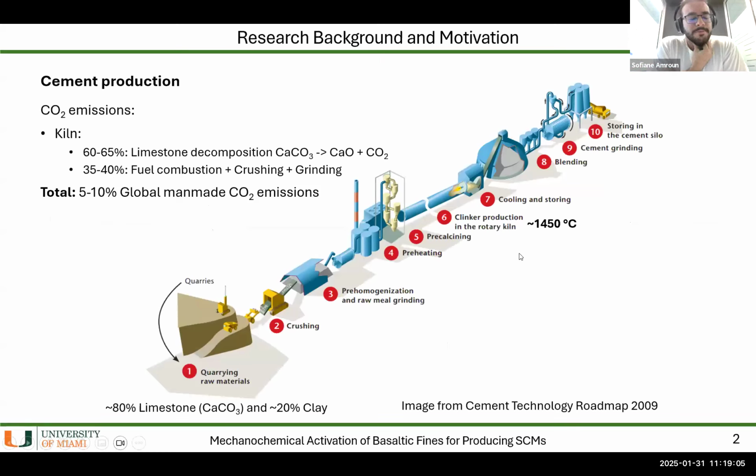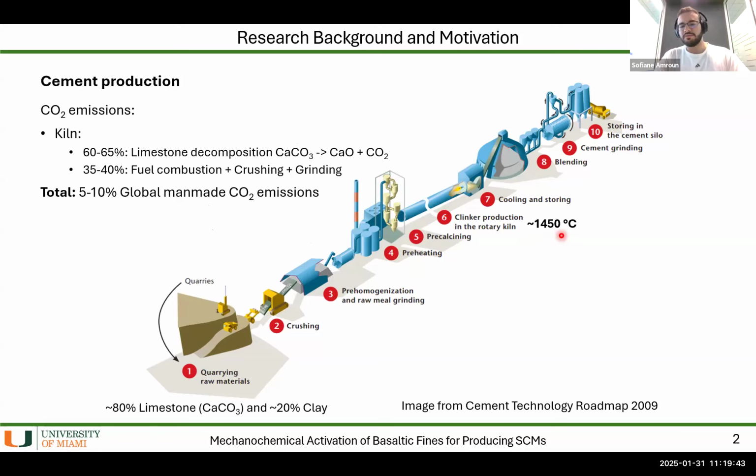Cement production. Cement, as we know it, is the main ingredient in concrete. Concrete is the second most used material in the world. To produce this cement, we typically mix around 20% of clay and 80% of limestone, which is mostly CaCO3. We get the materials at a quarry, we crush them, and we homogenize them, and then we heat them up in a kiln to about 1450 degrees Celsius to produce the clinker, which later on will be crushed and blended with other materials to give us the cement as we know it.